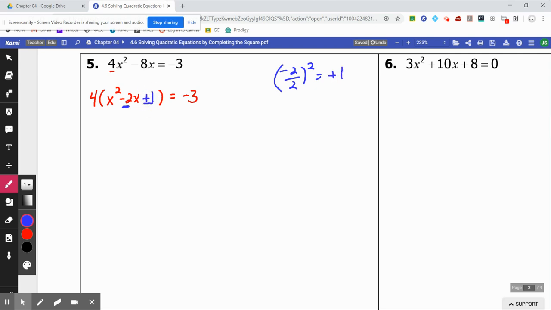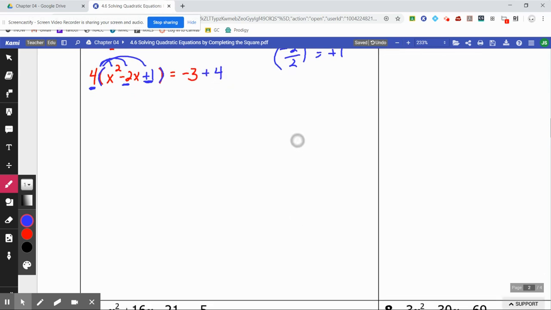Well, be careful. Because if you look at the left side, you did not add 1 to the left side. You added 1 inside of parentheses. If you were to multiply this back out, how much did you add to the left side? You added 4 times 1. So since you added 4 times 1 to the left side, then you must add 4 times 1 to the right side, which is 4.